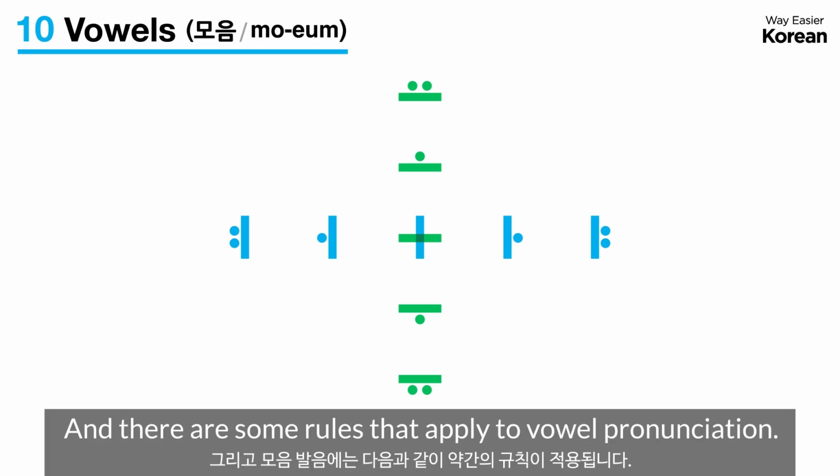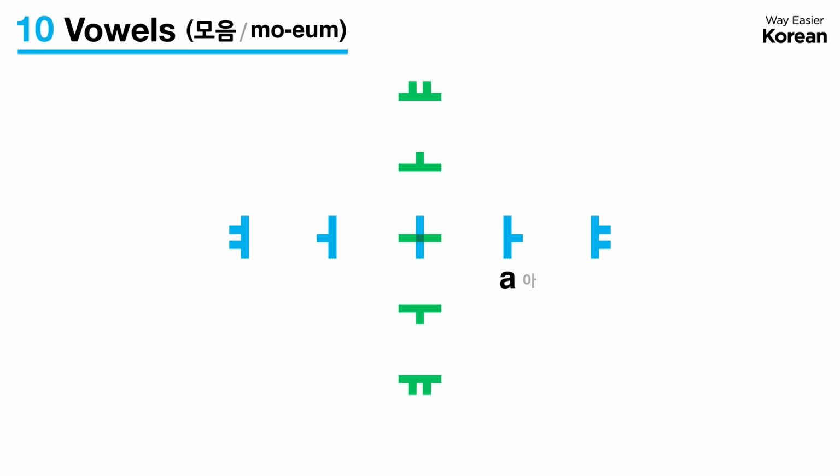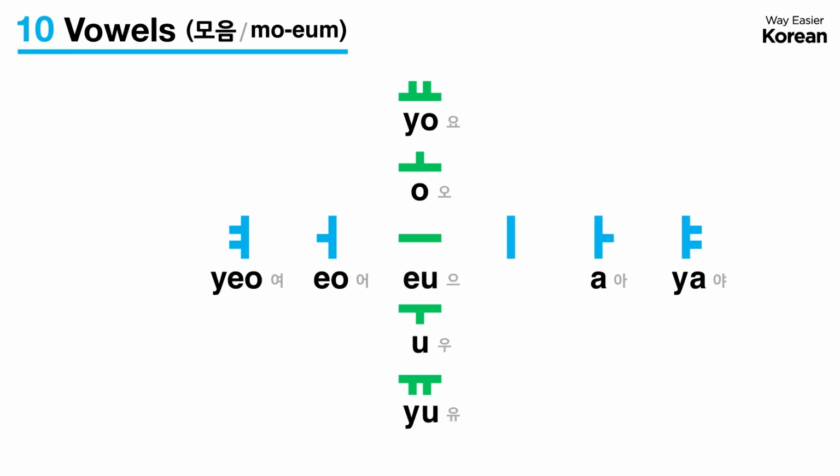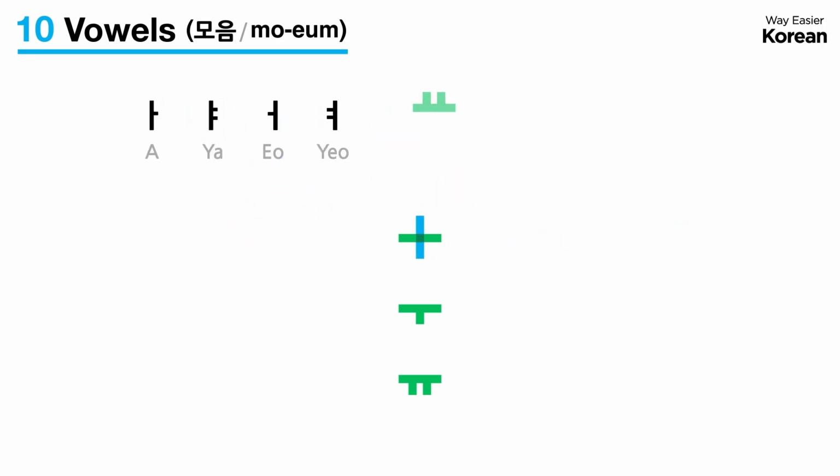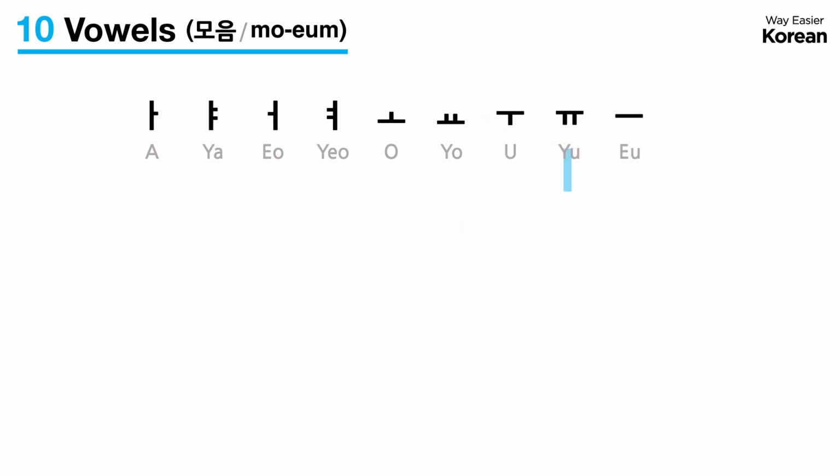And there are some rules that apply to vowel pronunciation. 아, 야, 여, 오, 요, 우, 유, 으, 이.